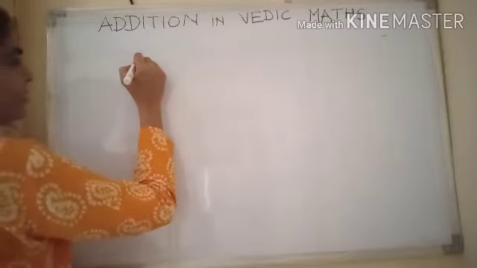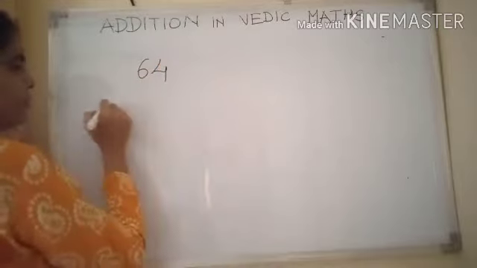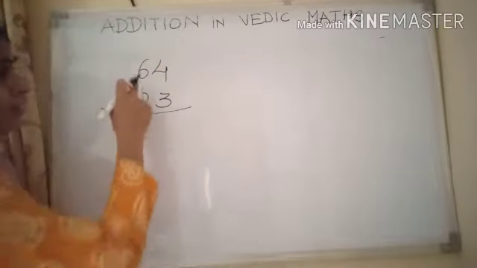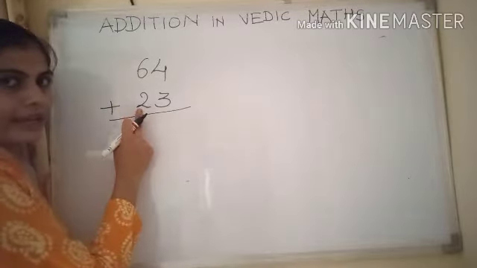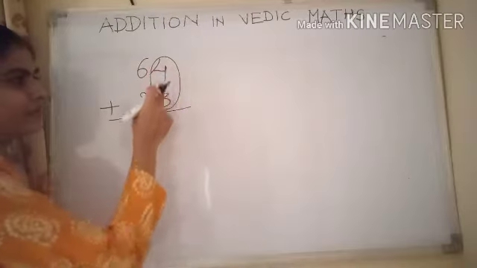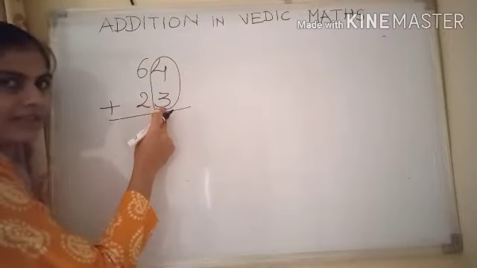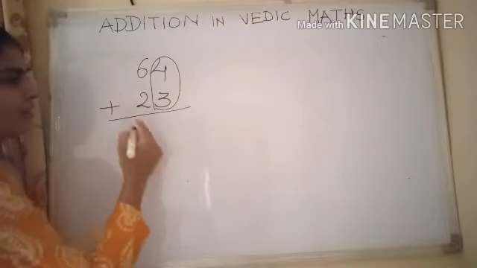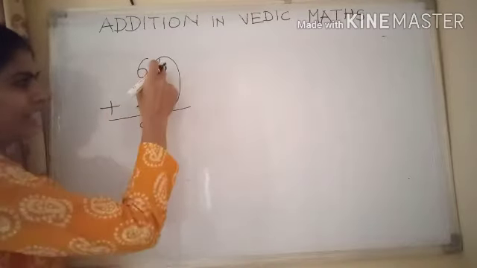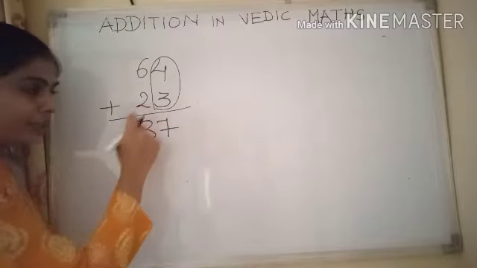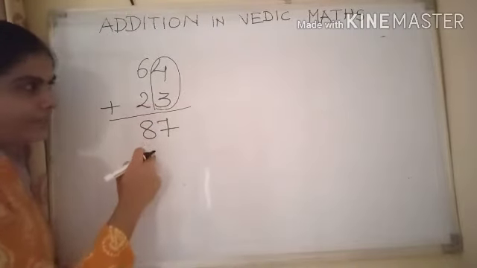Let us consider one more example. 64 plus 23. Now 6 plus 2 is 8. Now look at the next pair. 4 and 3 which is 7. It is a non-carry combination. So we can write 6 plus 2, 8 directly, and 4 plus 3 is 7. So we do not need to add any number to this 8.